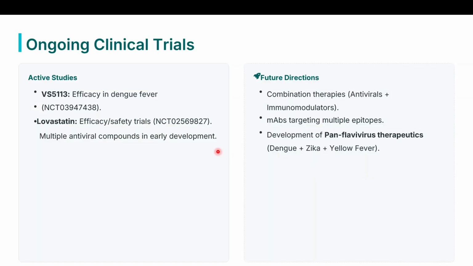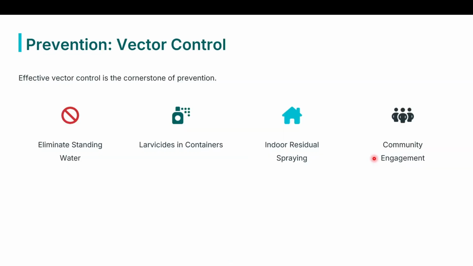There are many ongoing clinical trials on the efficacy of VS5113 in dengue fever, and lovastatin and multiple antiviral components are in the early developmental phase. Future directions are directed toward antivirals and the development of immunomodulators and monoclonal antibodies targeting multiple envelope proteins of the dengue virus. There is also a pipeline in development for pan-flavivirus therapeutics covering dengue, Zika, and yellow fever. With all these clinical trials coming up, the future of dengue treatment is very promising.